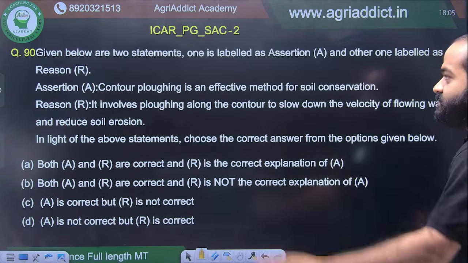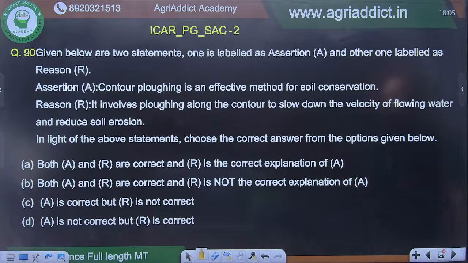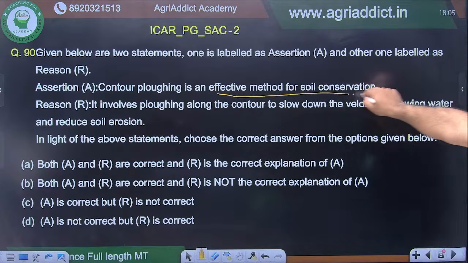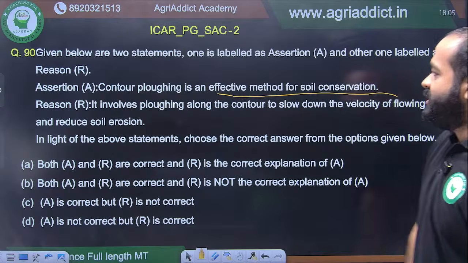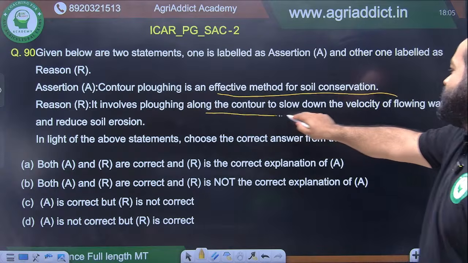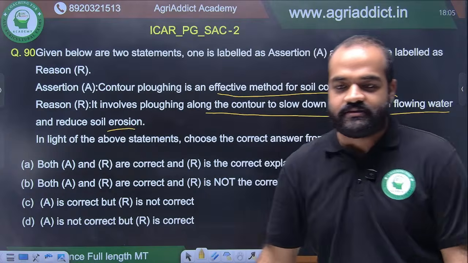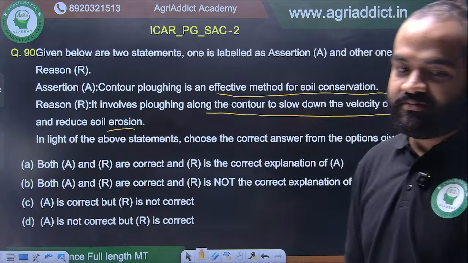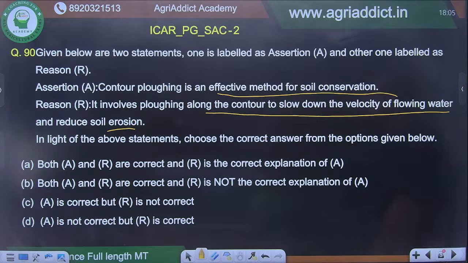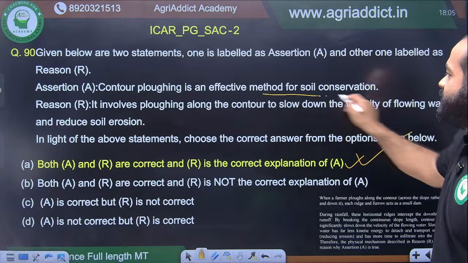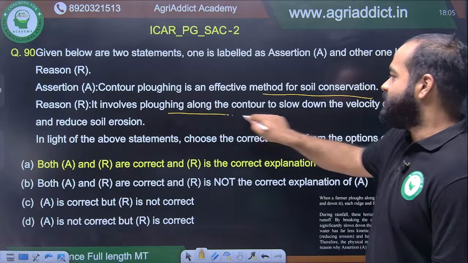Just put. All right. Given below are the 2 statements. One is labeled as contour plowing is an effective method for soil conservation because it involves plowing along the contour to slow down the velocity of flowing water and reduce soil erosion. इसमें तो हम बिल्कुल we will not take any time. We'll just move on. Yes, option है. इसमें कुछ नहीं करना है. This is definitely option है. Contour is effective method and it involves plowing along the contour.